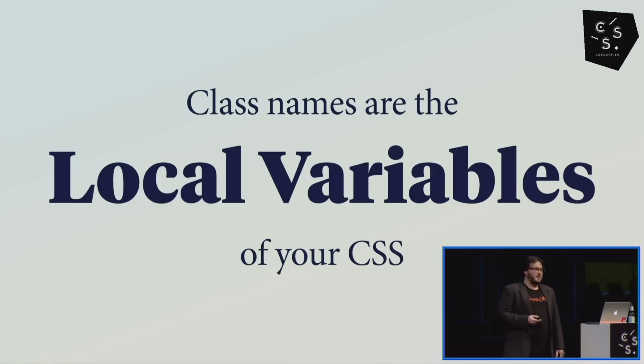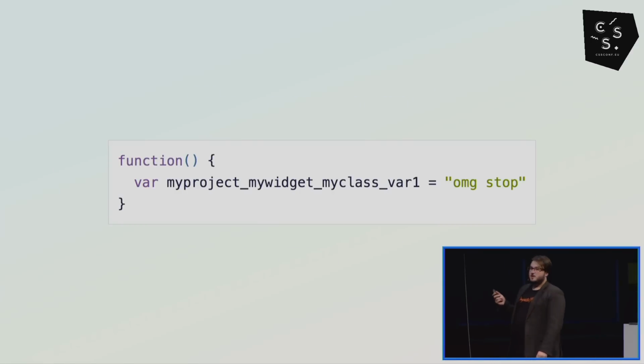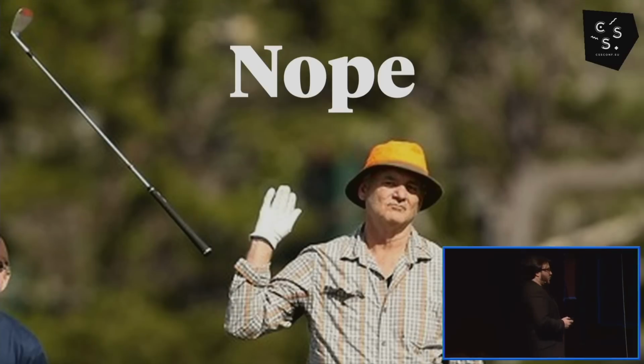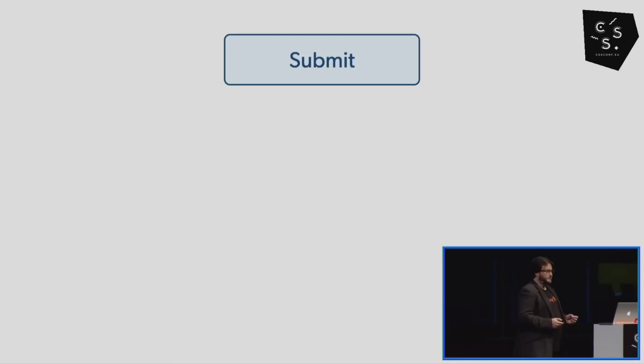Your class is a local variable. Imagine if, in your JavaScript code, you couldn't use a variable that you'd used anywhere else in that code, or any of your dependencies had used. I don't think we would still be doing JavaScript if that was the case. And so CSS modules tries to fix that problem for CSS.